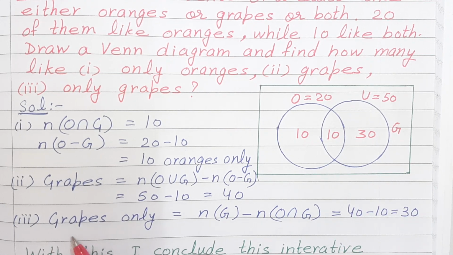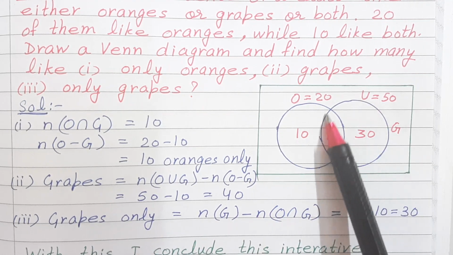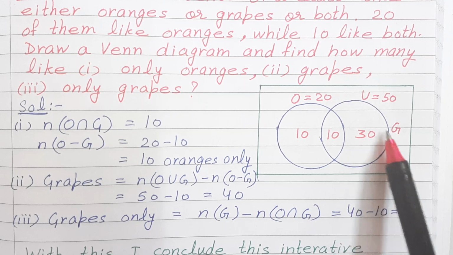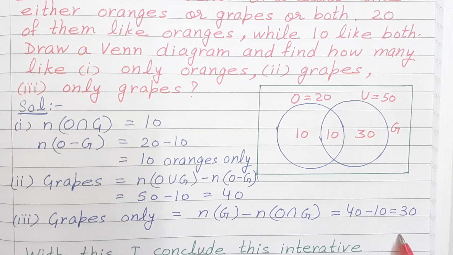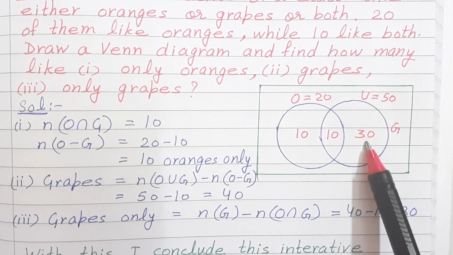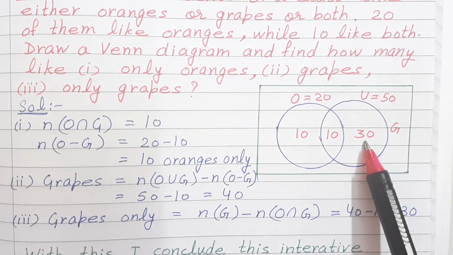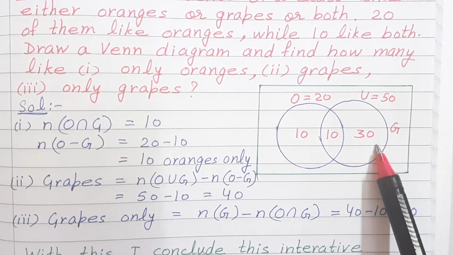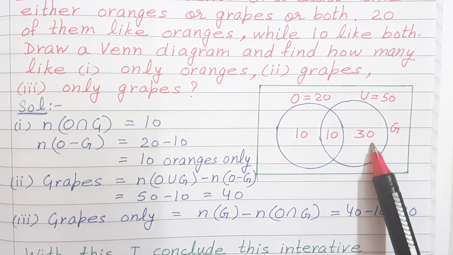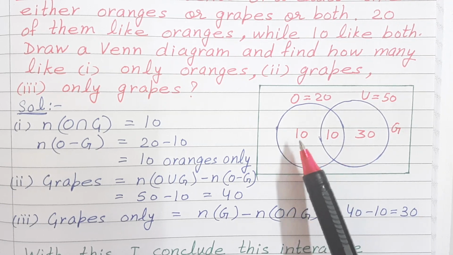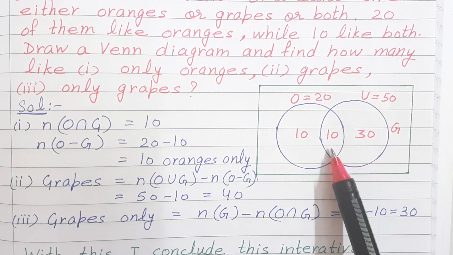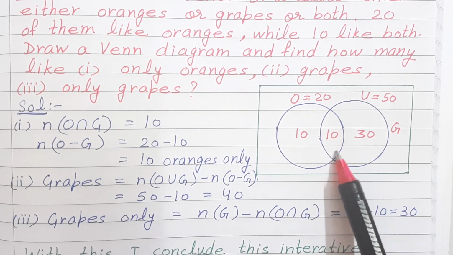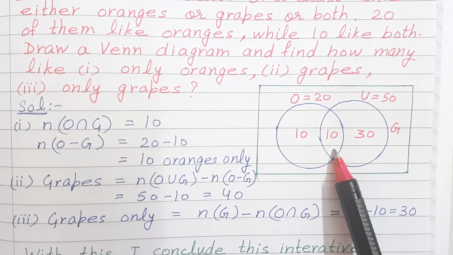Now the third is grapes only. Grapes only will be the number of children who like grapes, the total is 40, minus the common, that is 10. So 40 minus 10 is 30. Now children, 30 students are those who only like grapes. They don't like any other fruit. And 10 students only like oranges. They don't like grapes. And 10 students are common, which like both grapes as well as oranges.